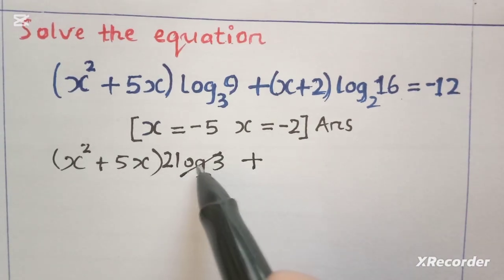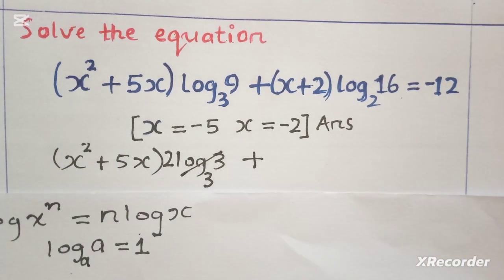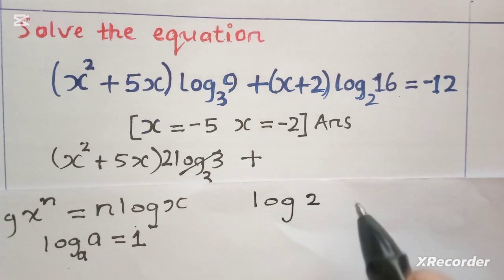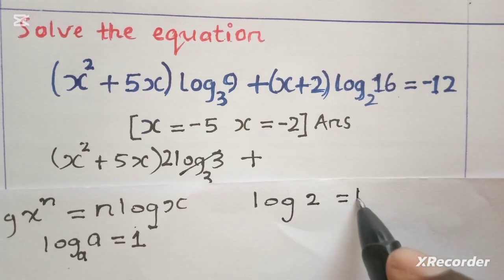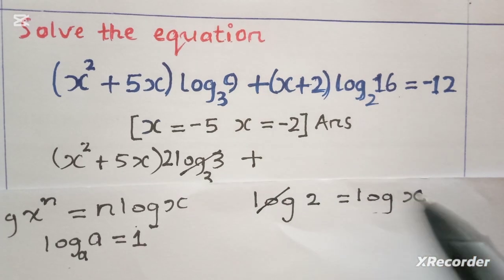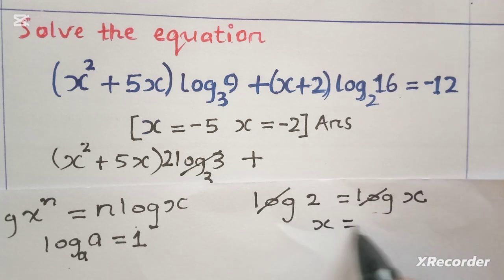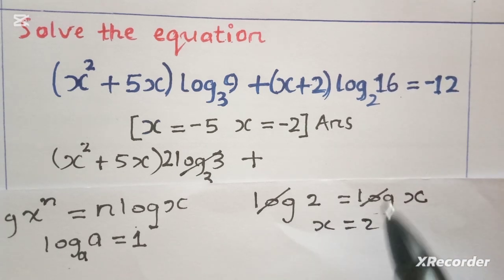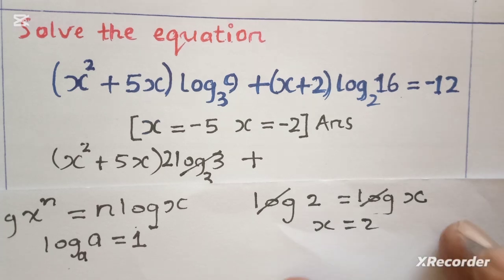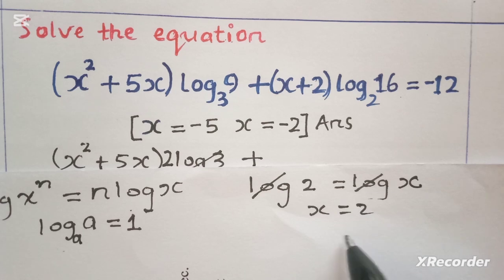You never cancel log alone. For example, guys, you cannot have something like this: log 2 is equal to, let's say, log x. You cannot come and cancel log like that and now say that your x is equal to 2. Yes, your x is equal to 2, but it's not supposed to be done like that. So don't cancel log.